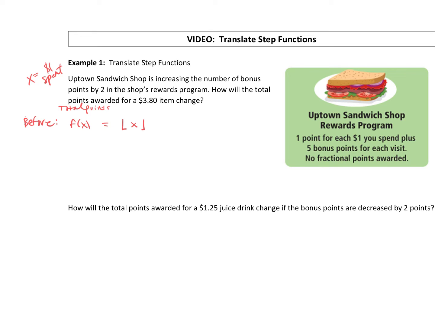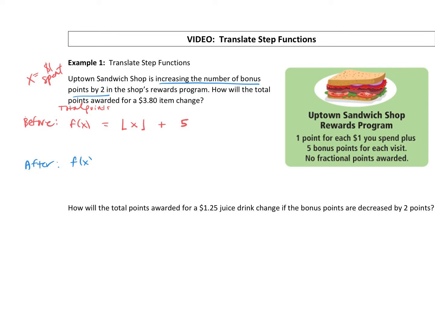And then we're going to add to it our bonus points. So before, we would get 5 bonus points for that visit. So we go one time, we spend money, they round down to the nearest integer, we add on 5. That's going to give us our total points before the change. Now how about after the change? After we increase the number of bonus points by 2.